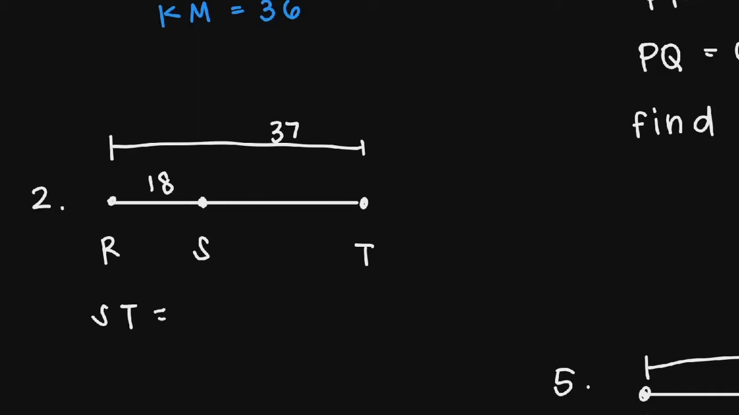Next, we know that RT is 37 and RS is 18, and we want to find ST. So that's the space here, I'll just call it X. So we can subtract 37 minus 18, because 37 is the entire thing, and if we take out the 18, if we take out this part, then we'll know how long ST is. So that means ST equals 19.